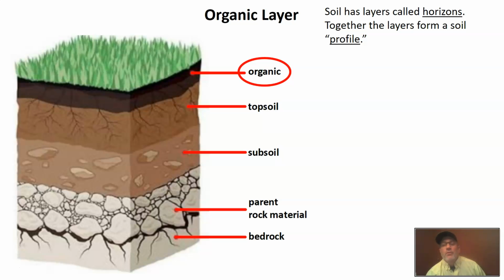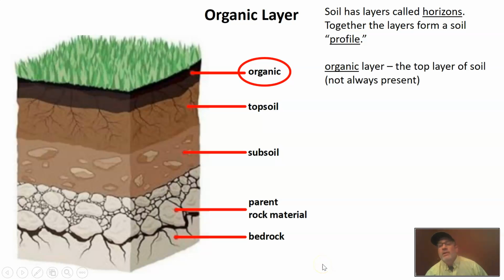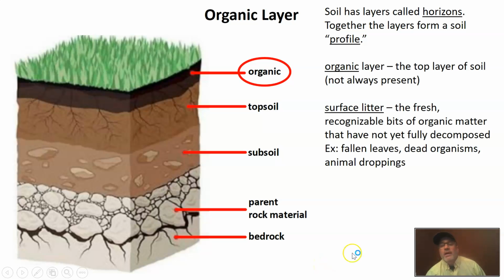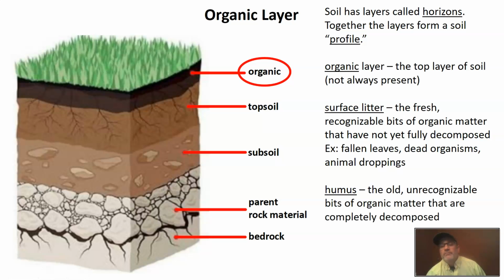Let's look a little bit more at the organic layer. The organic layer is the top layer of soil. The organic layer is going to have two basic types of things that make it up. The first is something that's called surface litter. Surface litter is the fresh and recognizable bits of organic matter that have not yet fully decomposed. So in other words, if the things that you can see and still tell what they are, they're not fully decomposed. You might see fallen leaves, you might see a dead mouse, you might see animal droppings or scat. Things like that that haven't been decomposed yet, we call that surface litter.